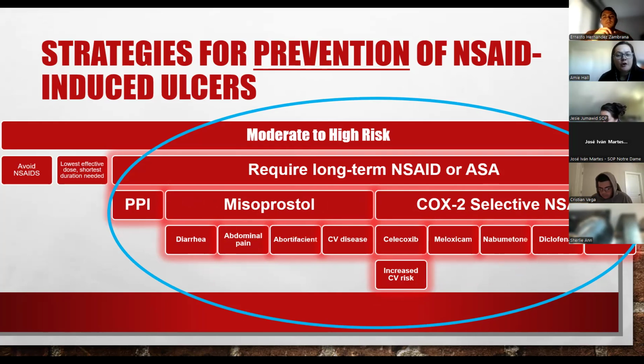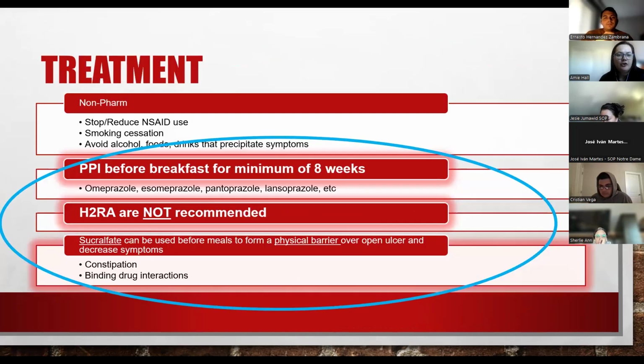So what if nobody noticed the risk of the NSAID-induced ulcer, or despite everything, they developed an NSAID-induced ulcer anyways? What are we going to do to treat this? We're going to reduce the NSAID use. Duh, that makes sense. Get rid of the thing that's causing the problem. We're going to help them with smoking cessation, because that can increase the risk of ulcers. We're going to avoid alcohol, foods, and drinks that precipitate symptoms. Right? If it hurts, don't do it, type of thing. We're going to try to do a PPI before breakfast for a minimum of 8 weeks. So thinking about omeprazole, esomeprazole, pantoprazole, lansoprazole, etc.